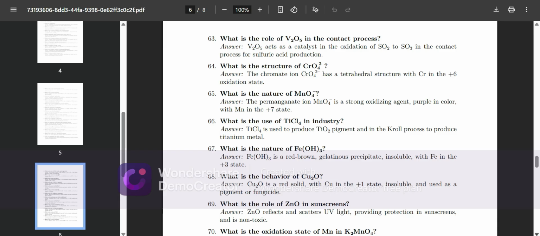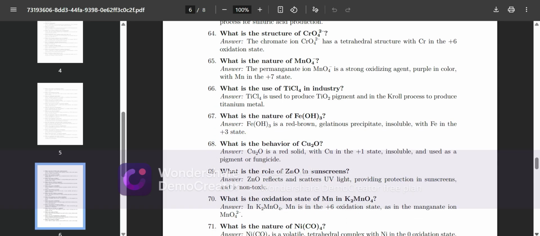What is the role of V2O5 in the contact process? V2O5 acts as a catalyst in the oxidation of SO2 to SO3 in the contact process for sulfuric acid production. What is the structure of CrO4 2-, the chromate ion? The chromate ion CrO4 2- has a tetrahedral structure with Cr in the +6 oxidation state.